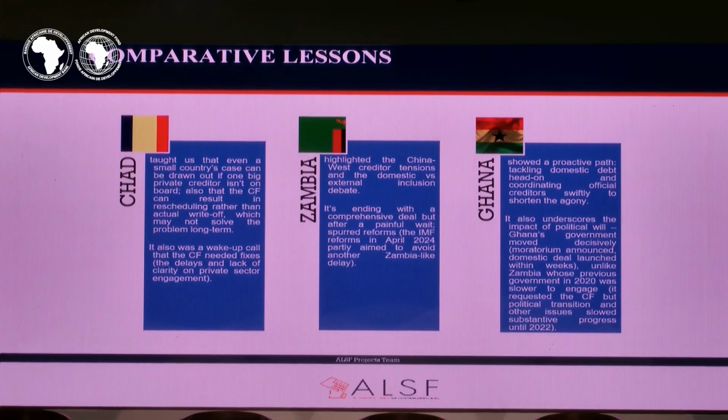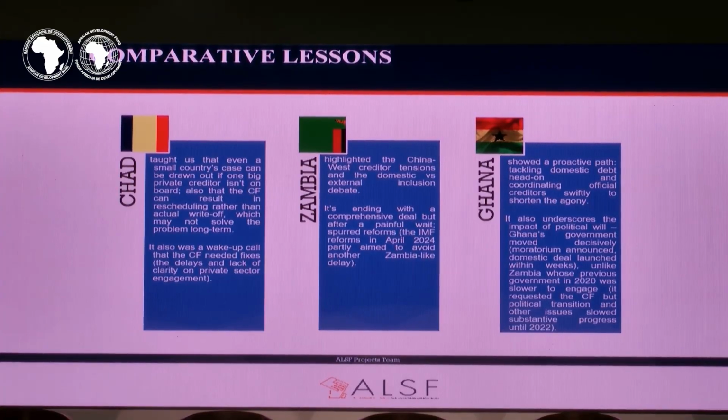It was also a wake-up call that the common framework needed fixes, given the delay and lack of clarity on private sector engagements. And Zambia highlighted the China-West creditor tensions and the domestic versus external inclusion debate. It ended with a comprehensive deal, but after a painful wait, spurred reforms, and we get to these reforms.